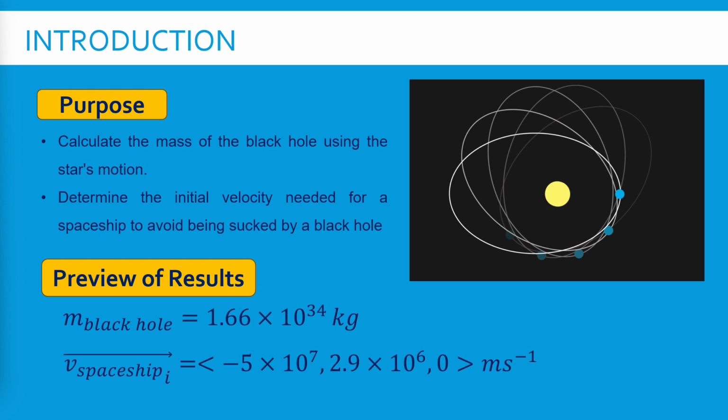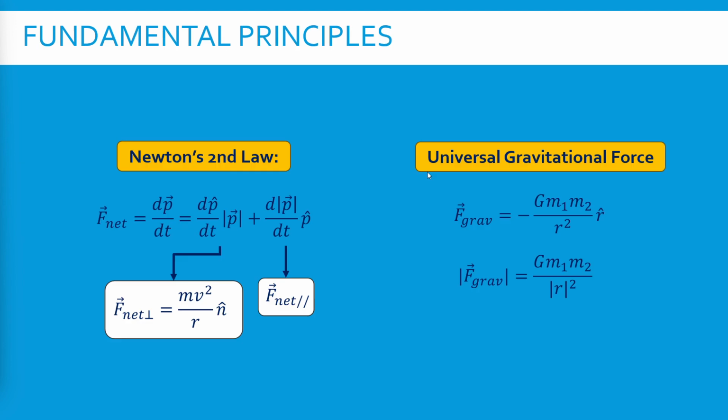After the experiment, we found that the mass of the black hole was 1.66 times 10 to the 34 kilograms, and the initial velocity of the spaceship was -5 times 10 to the 7th in the x component, 2.9 times 10 to the 6th in the y component, and 0 in the z component, in meters per second.